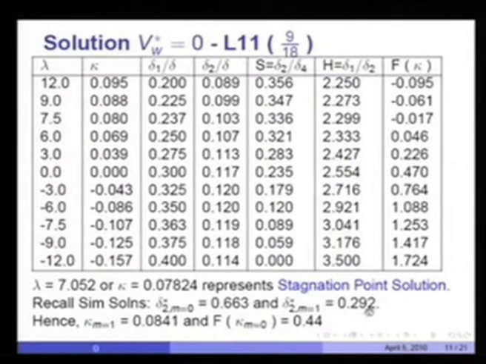The similarity solution for delta 2 star, m equal to 0, was 0.63 and delta 2 star, m equal to 1, was 0.292, and therefore, kappa for m equal to 1 will be 0.0841 and f k for m equal to 0, kappa m equal to 0, would be 0.44. We will make use of these numbers very shortly, but remember this is the flat plate solution. 7.052 lambda is a stagnation point solution and minus 12 is a separation solution.